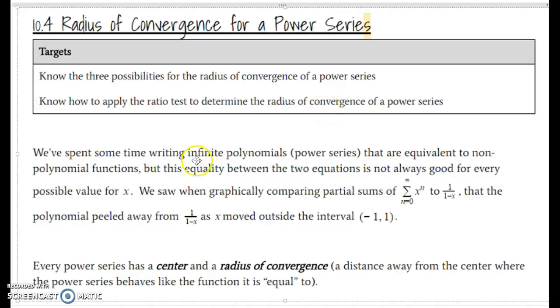The idea was we've been writing these infinite polynomials. They're called power series, and they're equivalent to non-polynomial functions. The equality between the two equations is not always good for every single possible value for x that we might have.